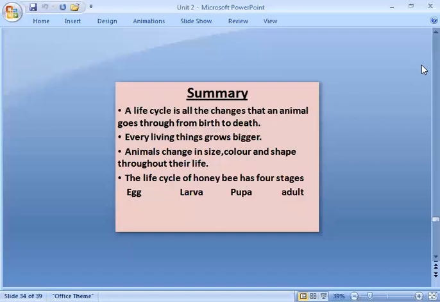Summary. A life cycle is all the changes that an animal goes through from birth to death. Every living thing grows bigger. Animals change in size, color, and shape throughout their lives. The life cycle of honeybee has 4 stages: egg, larva, pupa, adult.